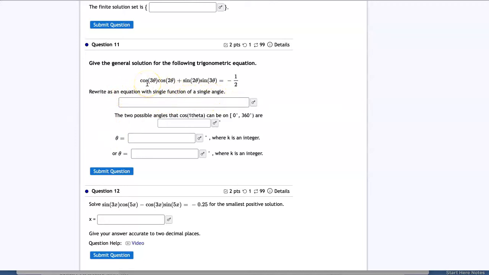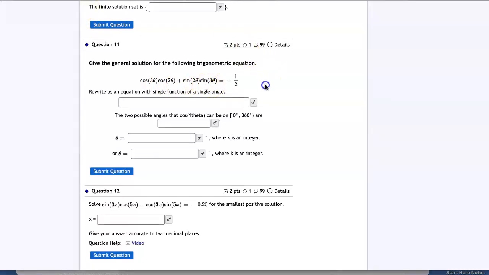So what you want to do is go to the back of the book and ask, where do I see cosine cosine plus sine sine in my formulas? I see cosine cosine plus sine sine in the sum and difference identities. That would be cosine of a minus b. So cosine of a minus b gives you cosine a cosine b plus sine a sine b.